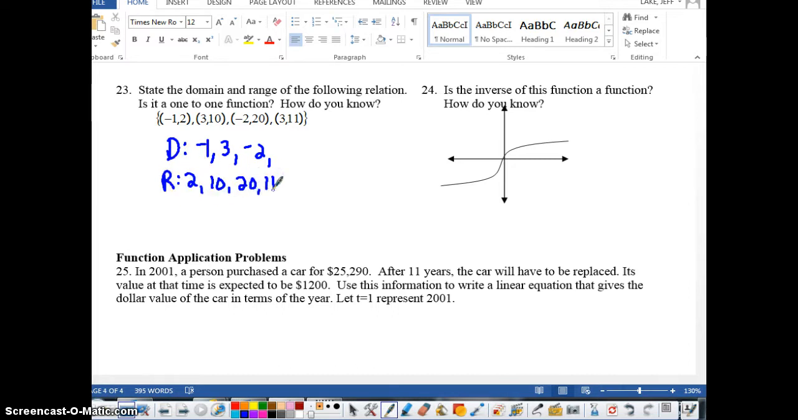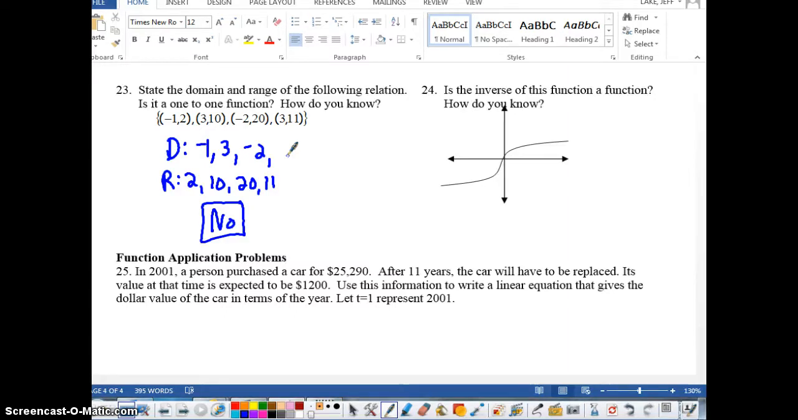All right, and it says, is it a one-to-one function? So no, it's not a one-to-one function because it's not a function. All right, so the answer there is no. Someone might say there are no repeated y values. While I agree with that, it's not a function, so it's not a one-to-one function. If there had not been a repeated value in the domain, then yes, it would have been a one-to-one function since there's no repeats in the range. All right, you have to be careful with that.